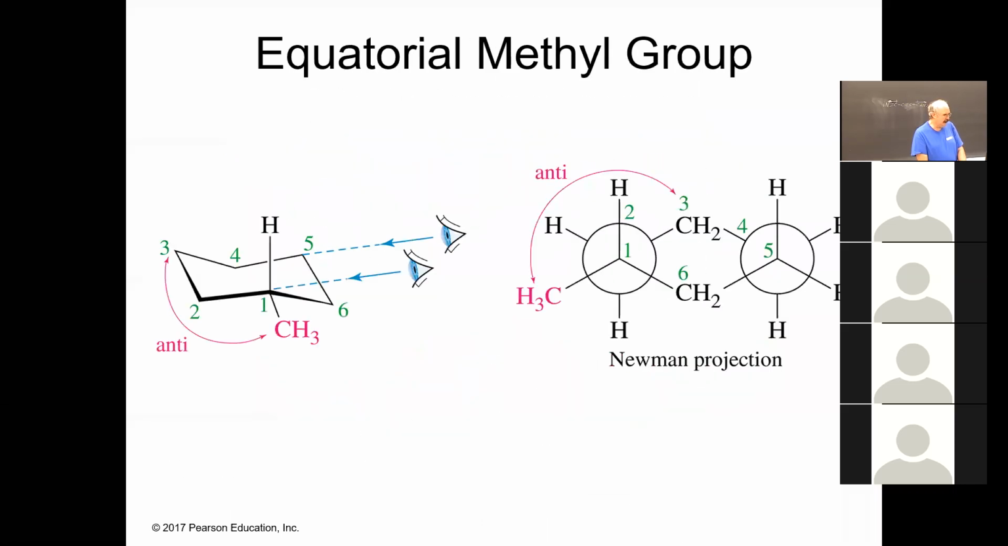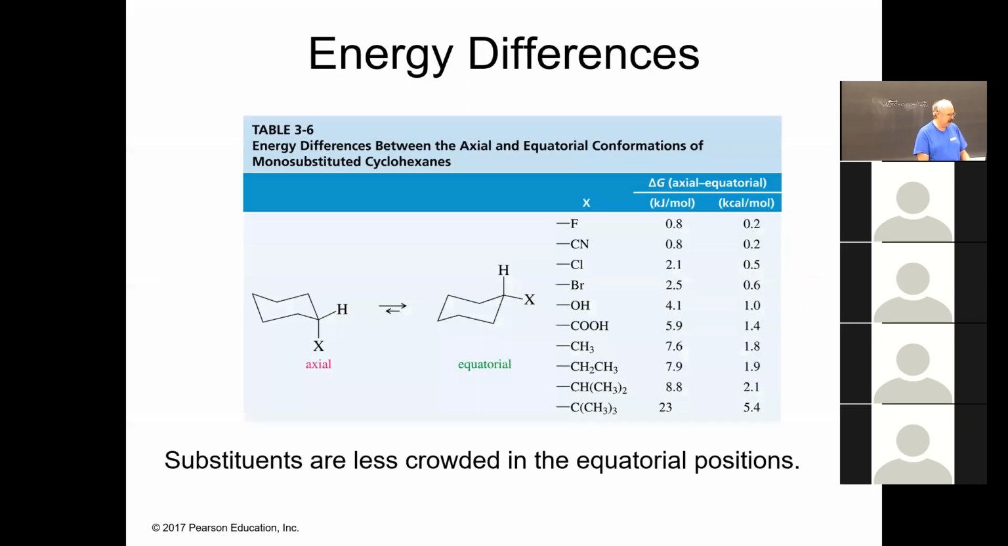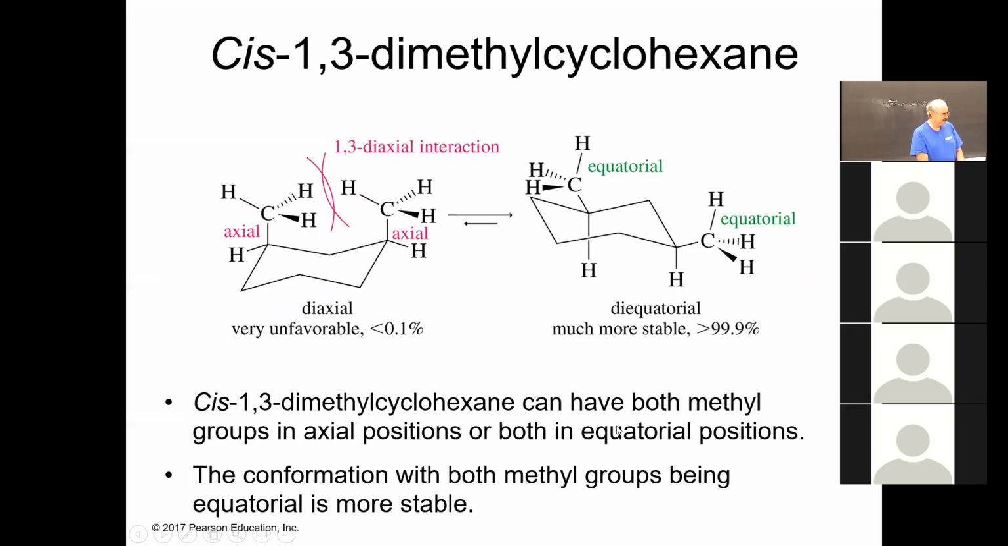General rule, as far as axial and equatorial, there's more room in the equatorial position. And so that means lower energy, less repulsion. Larger substituents such as the tert-butyl and isopropyl will especially favor the equatorial. If we have two methyl groups that are both axial at 1,3 positions, there's a lot of steric interaction. But when they're both equatorial, we don't see that.